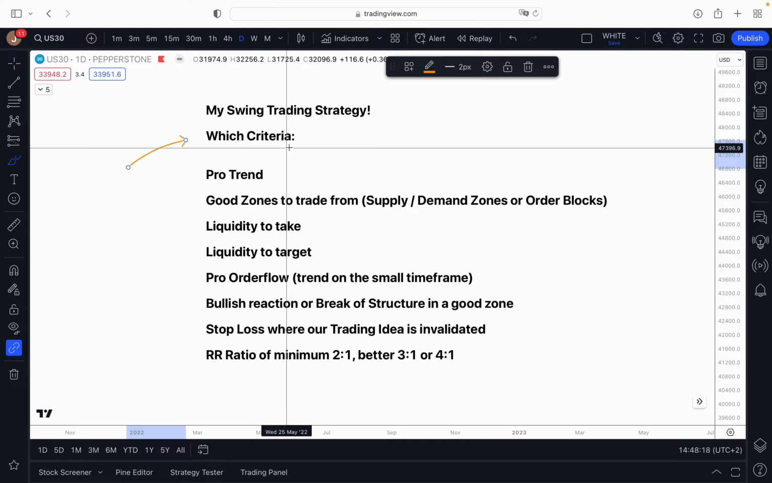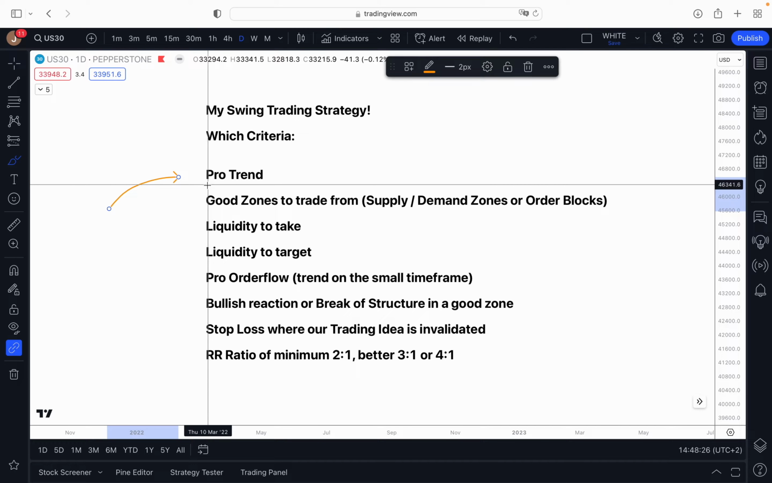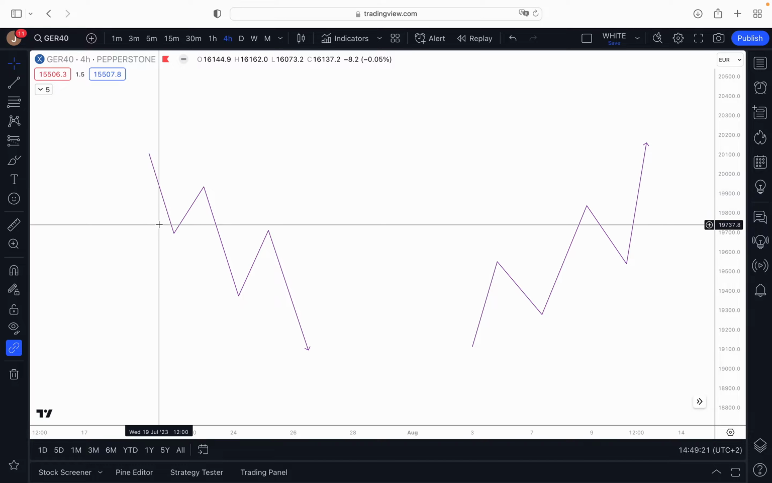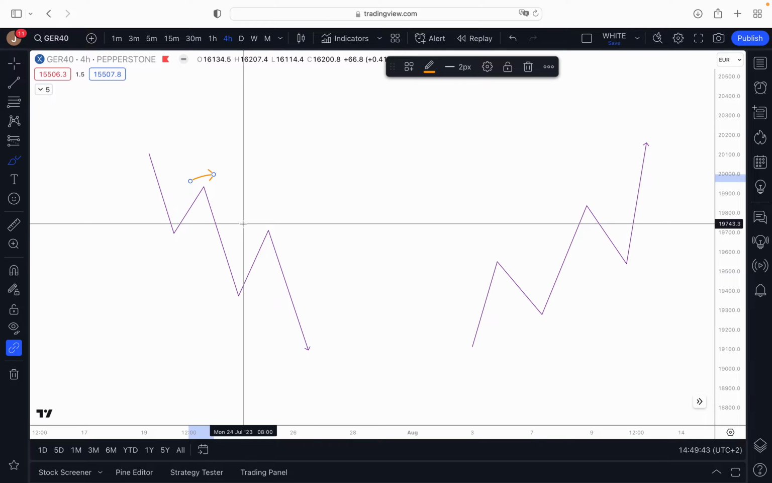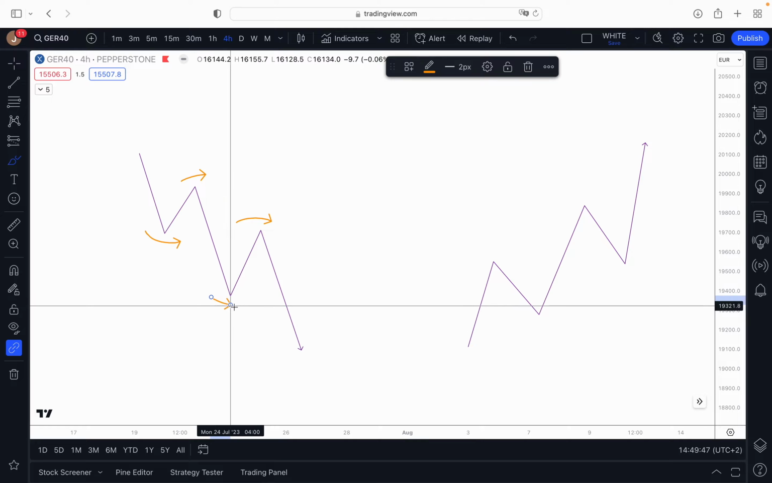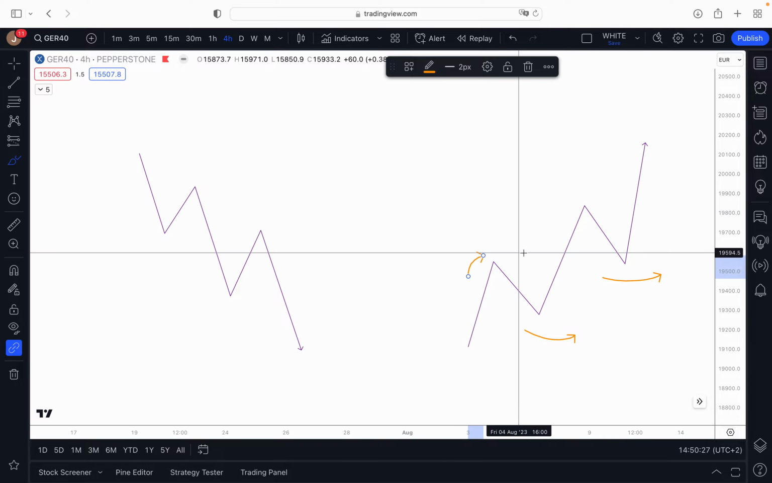Now I show you which criteria I use to find the perfect swing trades. The first aspect is pro trend. Pro trend means that we trade with the trend. You will find the higher time frame trend if you have lower highs and lower lows. Or if you have a bullish trend, you will have higher lows and higher highs.